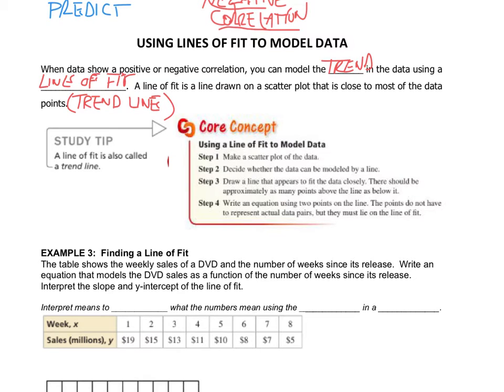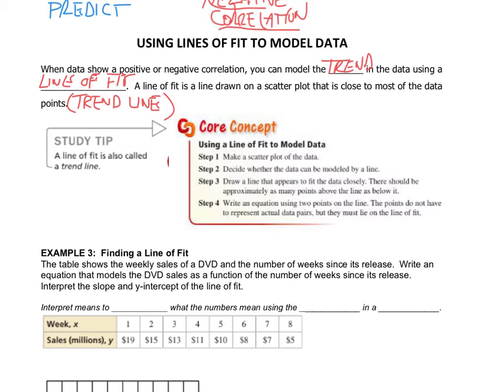So basically a line of fit is something that we draw right on top of our scatter plot to approximate as much of the data in a nice straight line as we can. We're going to kind of force it to become linear just so that we can use it to predict things.